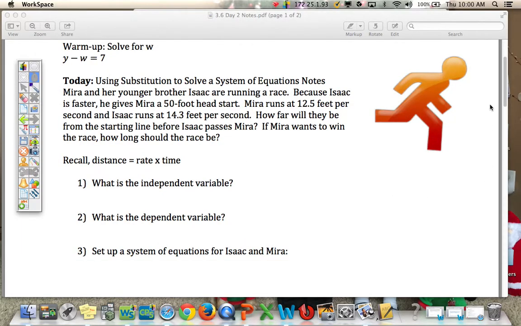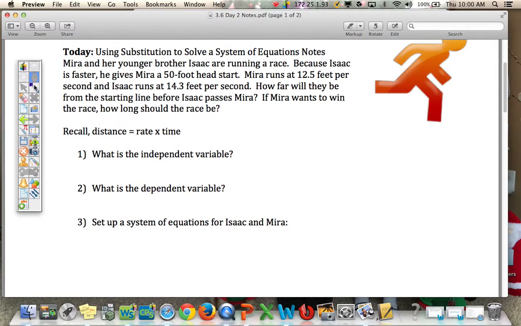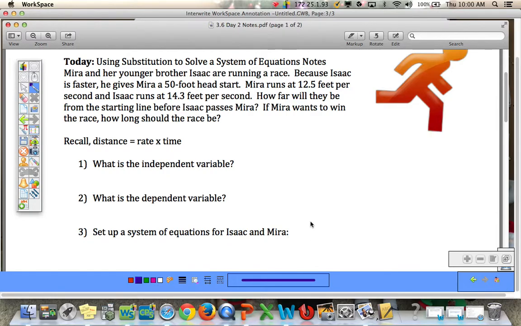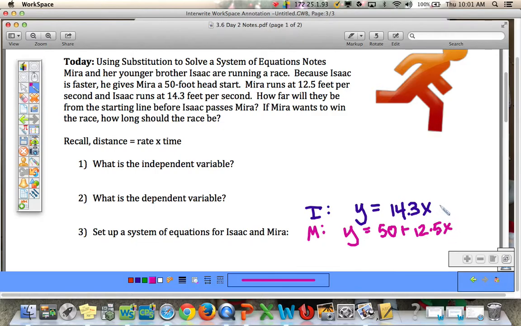Let's write a system of equations for Isaac and Mira in slope-intercept form. So we need the starting value and the rate of change. Let's do Isaac first. We have y equals, and he starts right at the starting line, and he runs 14.3 feet per second. Mira, however, gets a head start, so the y-intercept, the starting value, is her 50-foot head start, and her rate is 12.5 feet per second. So her slope, or rate of change, is 12.5x.